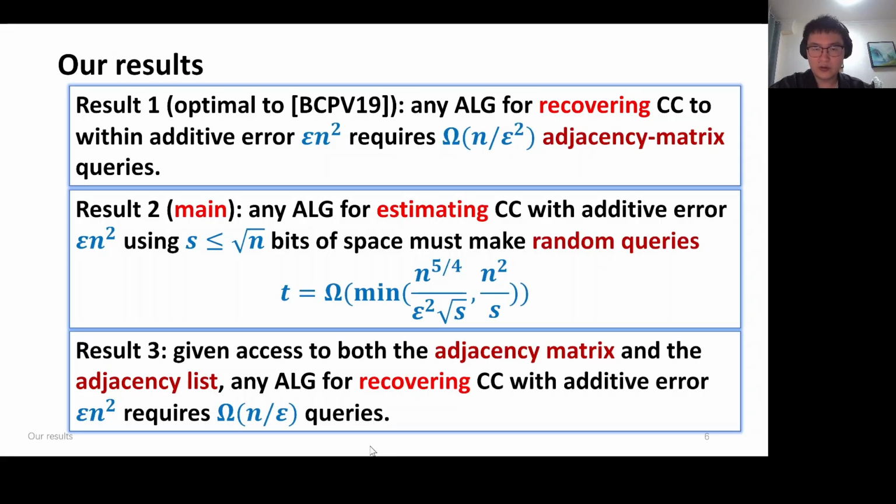In our result 3, we show a lower bound for recovering correlation clustering in a stronger model, where both adjacency matrix and adjacency list queries are allowed. We show that any algorithm requires n over epsilon queries in this setting.